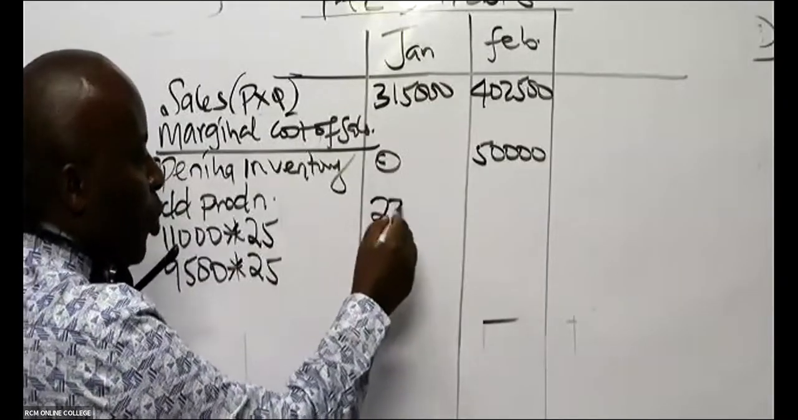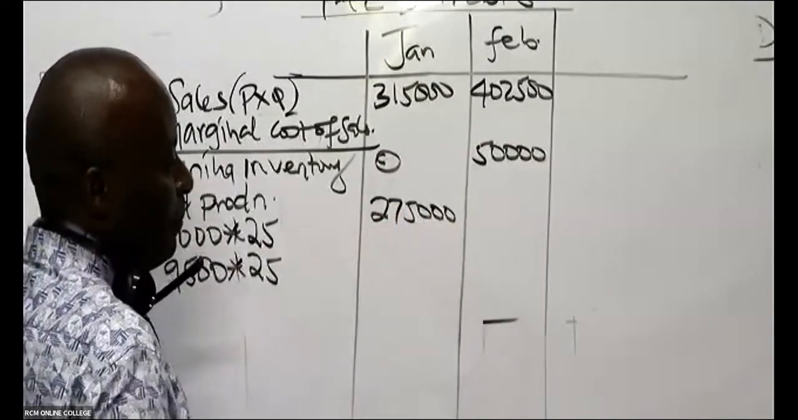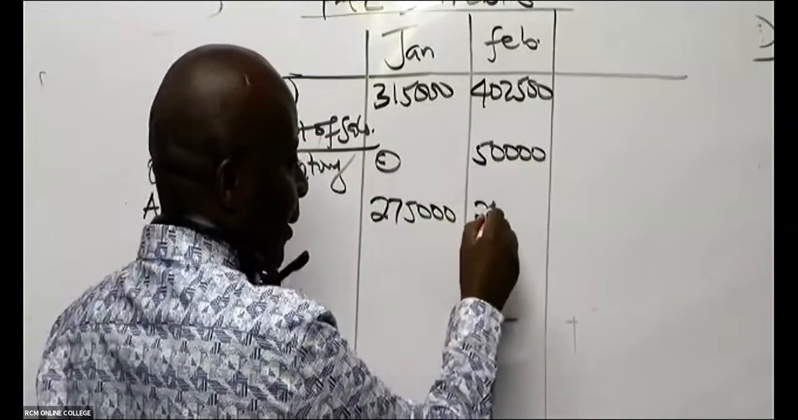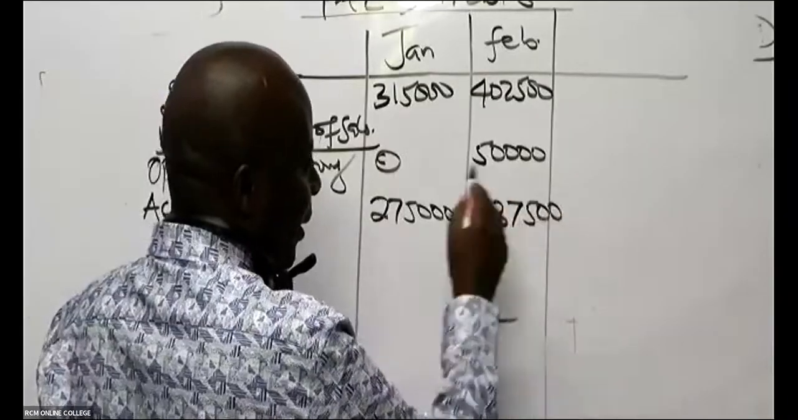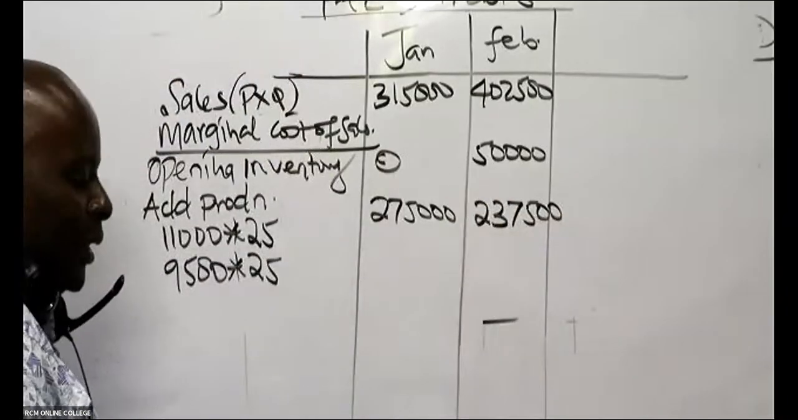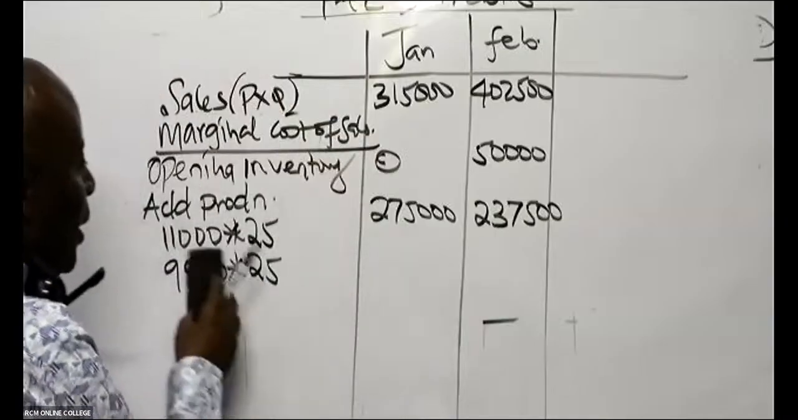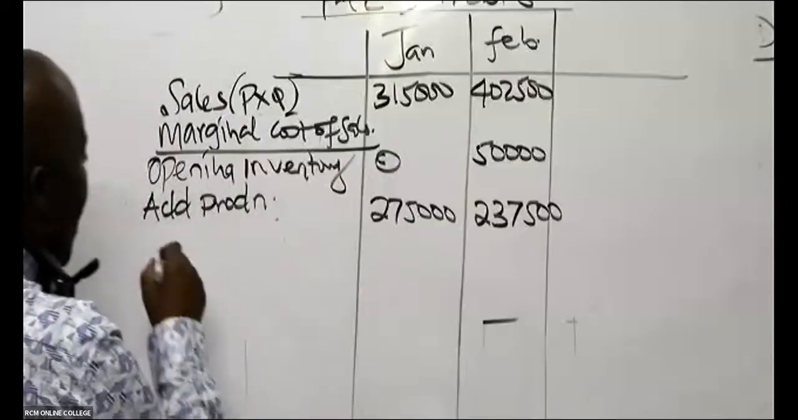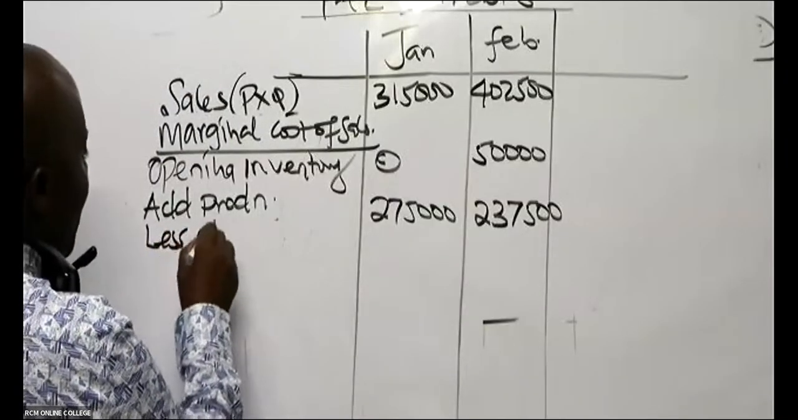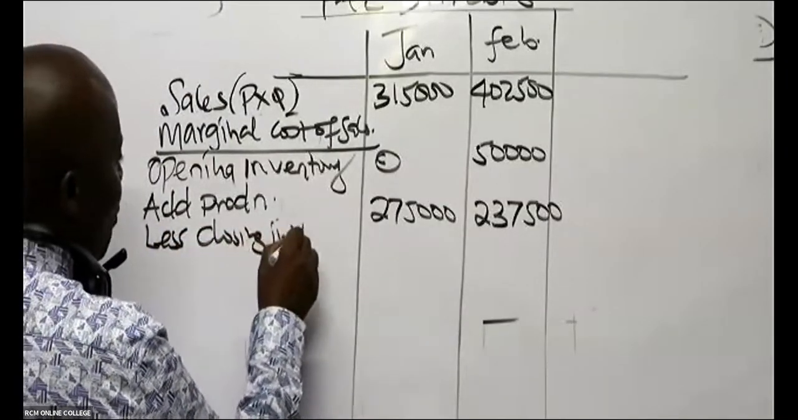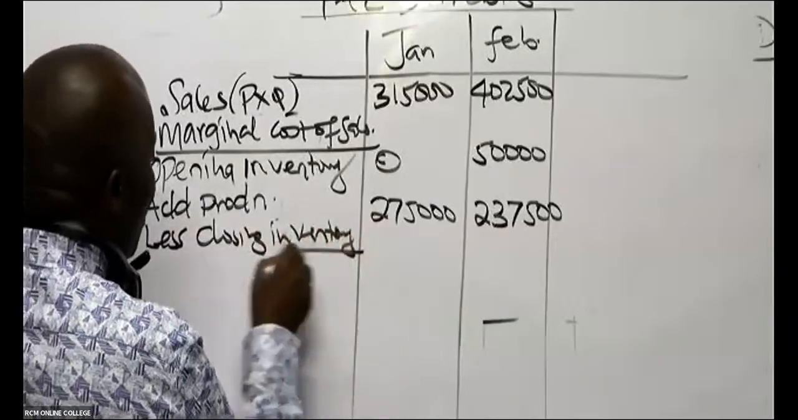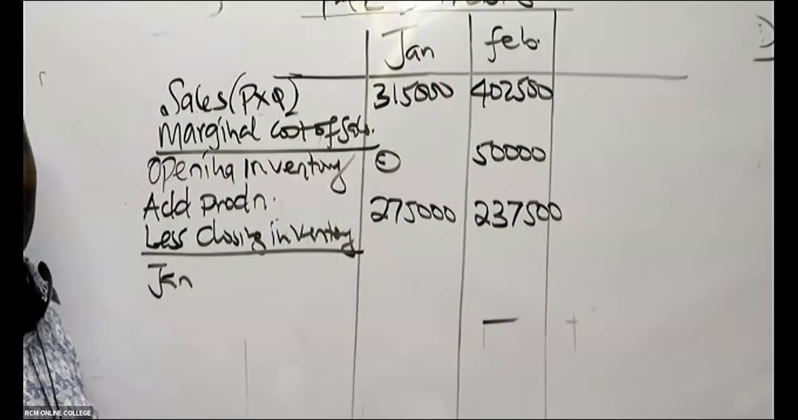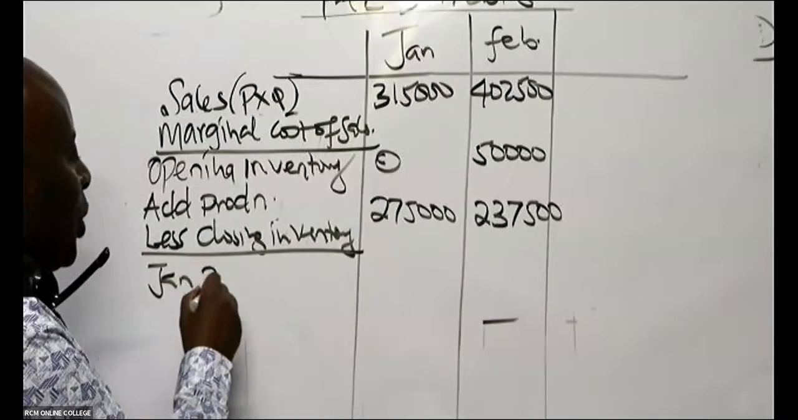275,000, yes. 237,500. Thank you so much. And now lastly, we shall come and say, less what here, somebody? Less closing inventory. So closing inventory, January, how much? 2,000. January units were 2,000.